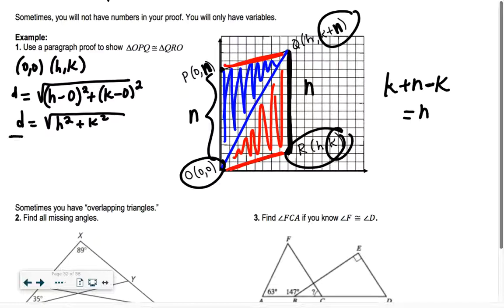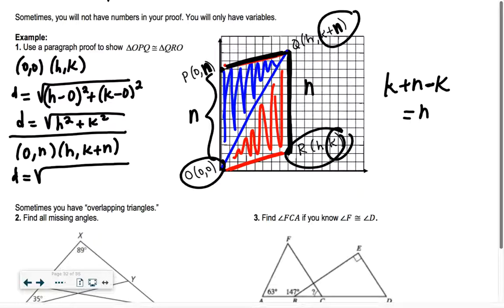All right, so what if I had the points, this one and this one? So I have 0, comma, N, and I have H, comma, K plus N. Could I also do the distance formula for this? Yeah, don't let the letters scare you. You can do this. So it's going to be H minus 0 squared plus K plus N minus N squared. Do we get the same thing?